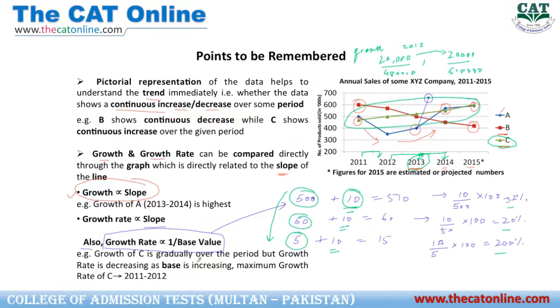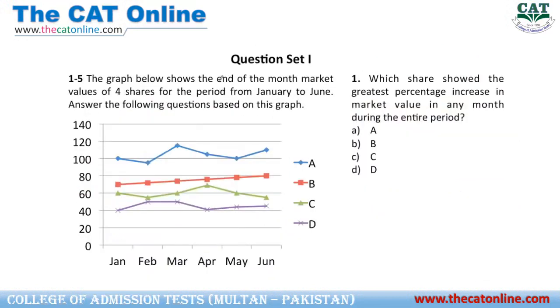So the growth of C is gradual over the period, but the growth rate is decreasing as the base is increasing. So the maximum growth rate for C was in the initial years, that is 2011 and 2012. So now we'll try some of the questions on line graphs. So here's the first question set.